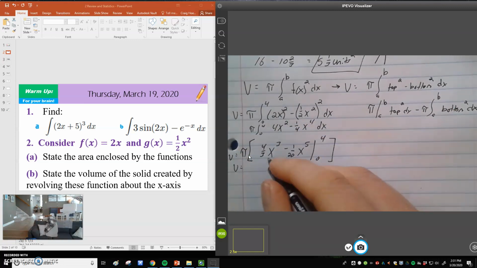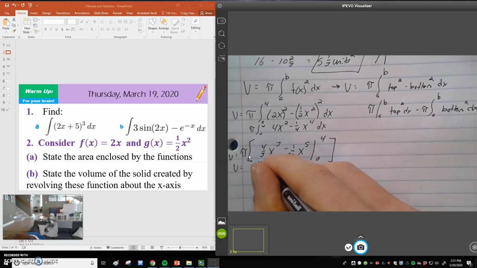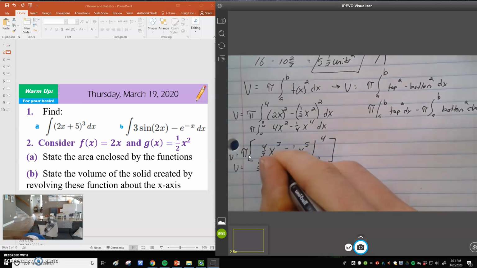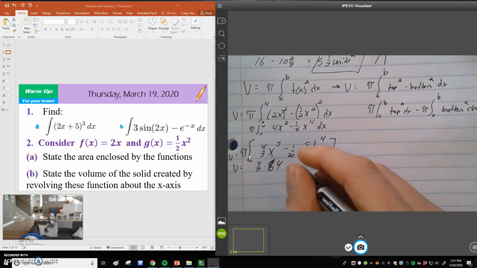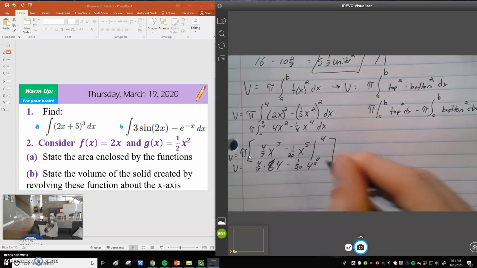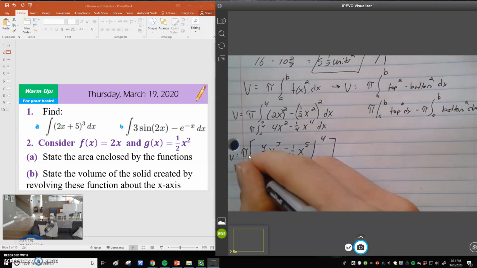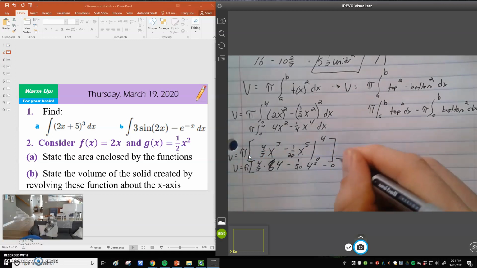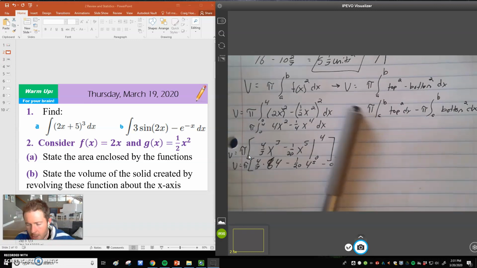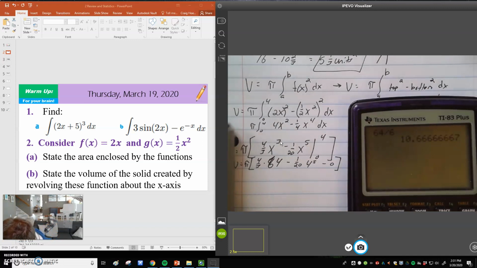Oh gosh, fractions. Okay, so 4/3, if we plug in 4, that's 64 times 64 minus 1/20th, 4 to the 5th. We're just going to write it as 4 to the 5th now. I'll use a calculator in a second. And then minus 0, and we still have this pi out front. At this point, let's throw this into the calculator and see what we have.